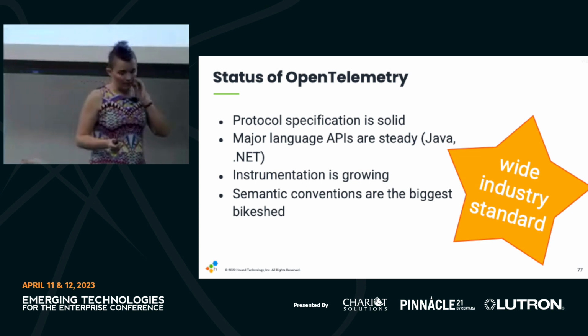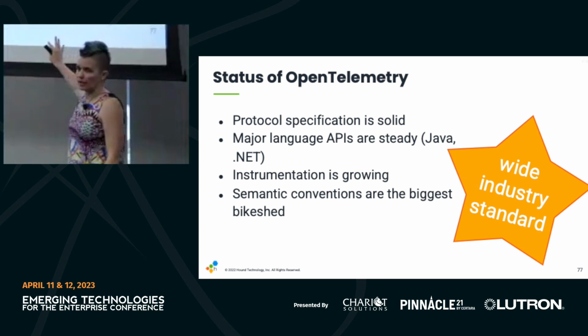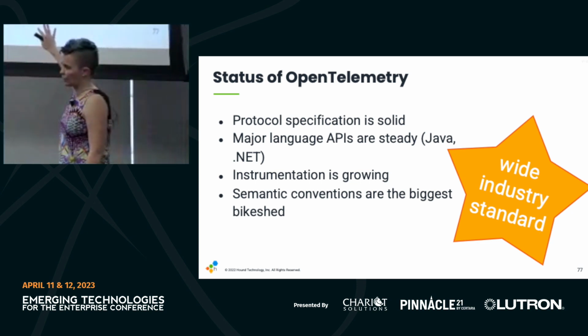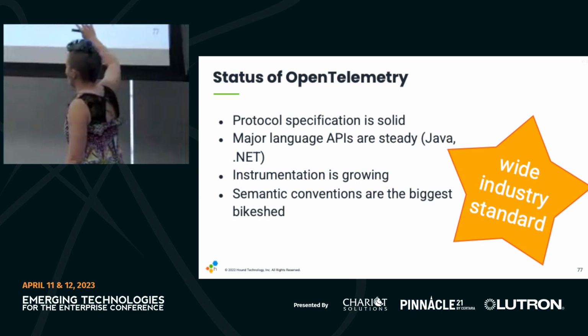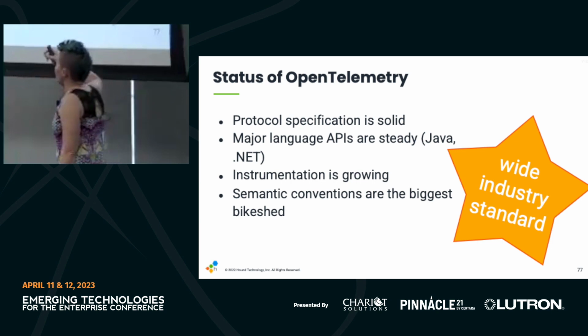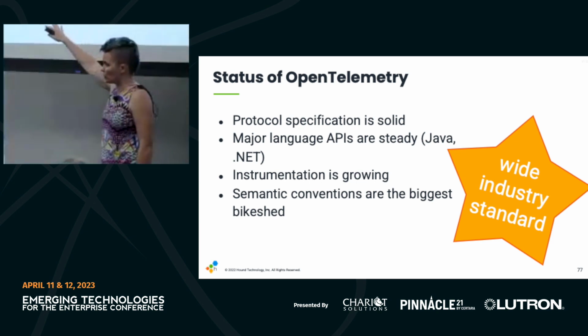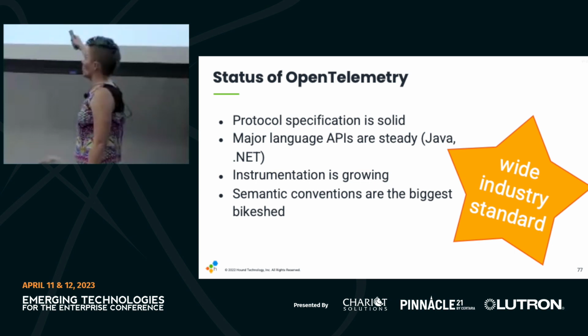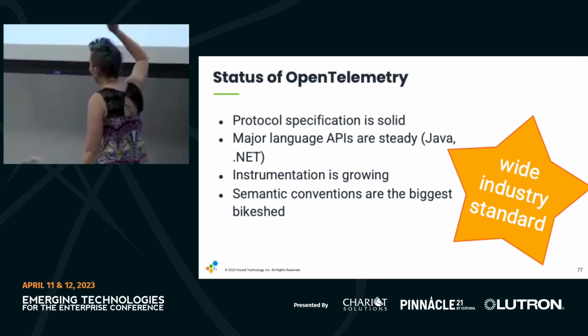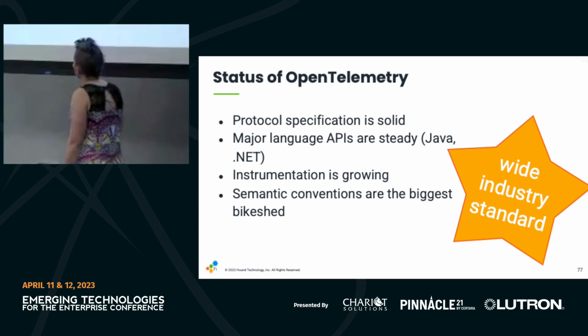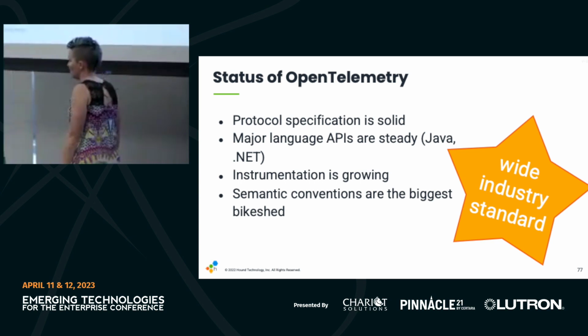So here's the status. The big thing is it is the industry standard. Enterprises are using it all over. And it is the direction of movement. The specification for the protocol is super solid, and the major languages are super solid, even though .NET isn't 1.0 and growing. But the sticking point is the semantic conventions.